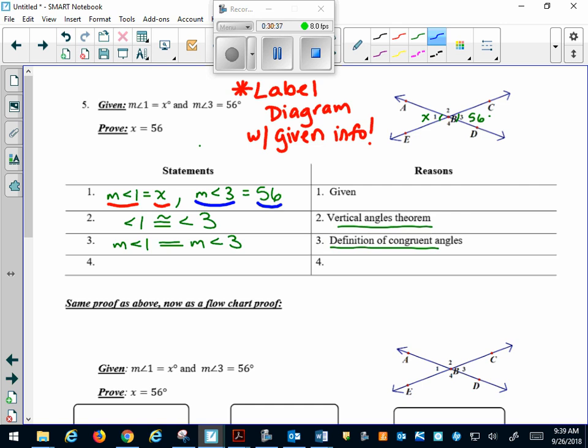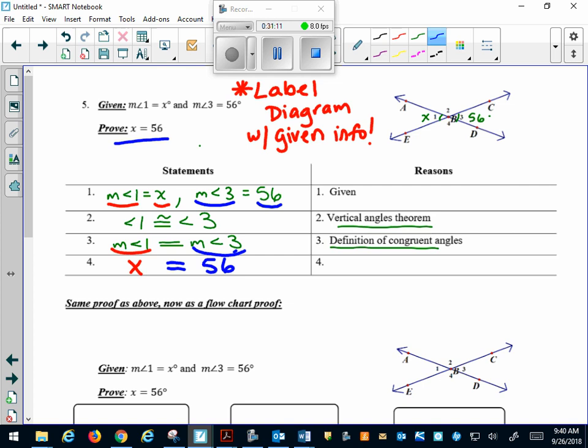Okay, so measure of angle 1 is written here in our equation. We can kick that out and replace it with what's equal to it. So we're going to put an x. Measure of angle 3 is equal to 56, so we can replace it with a 56. And then we just carry the equal sign down. So x equals 56, that's what we were trying to get to. That's our proof statement. That's how we know we're done.